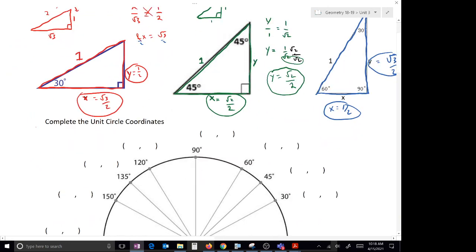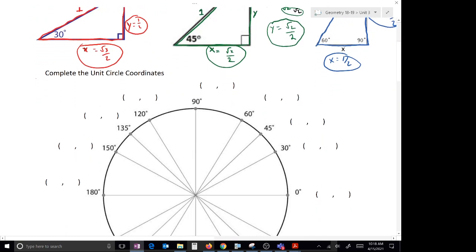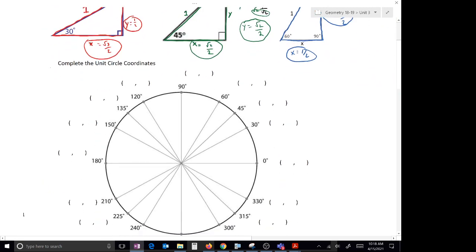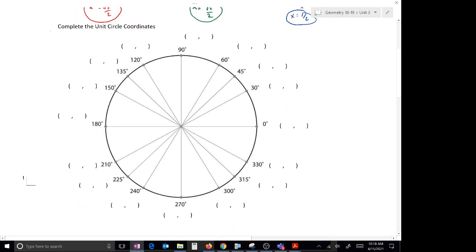So now what we're going to do is, for our unit circle, we're going to take these three triangles in the first quadrant and superimpose them down. So I suppose I should talk a little bit more about what our unit circle is. So the unit circle is a circle with radius 1, so that's why it's a unit, 1 unit circle.